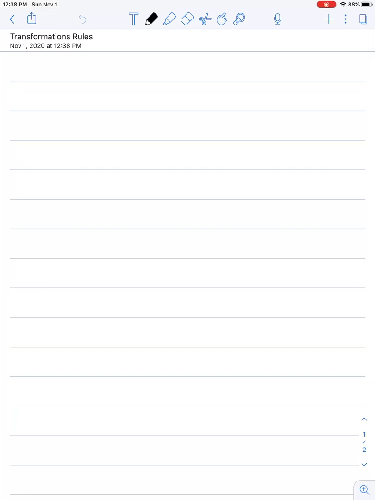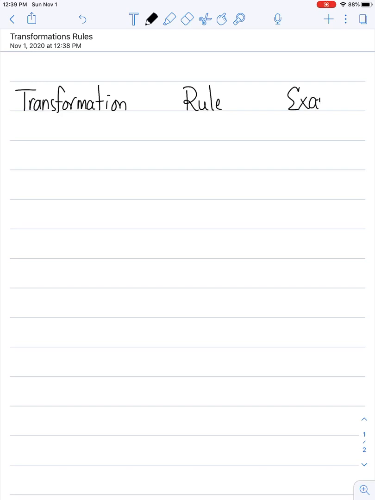Hey guys, today we're going to take a look at our transformation rules. And remember, a transformation just simply means a change. So first, let's start by drawing a table. So I'm going to draw my titles first and then just draw my table. So first, we're going to look at the type of transformation. Then we'll take a look at the rule.